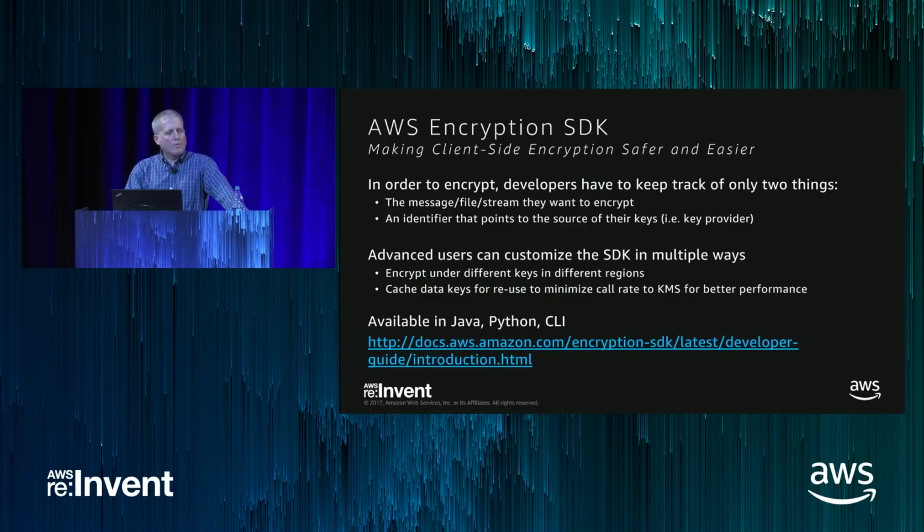So the requirements for developing the AWS Encryption SDK were, we want developers to understand two things. One, where is my data source? My message, my file, my stream. And they have to understand that anyway. And the second is a simple identifier that determines the provider of keys.